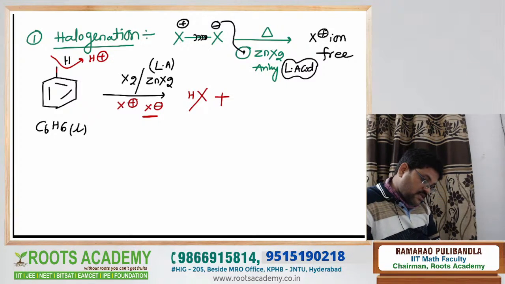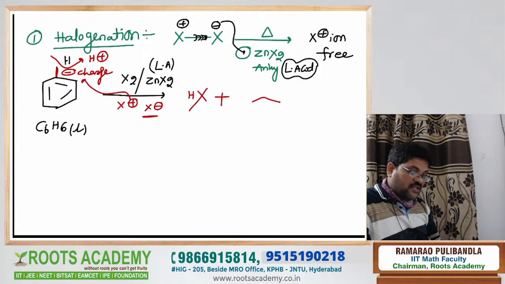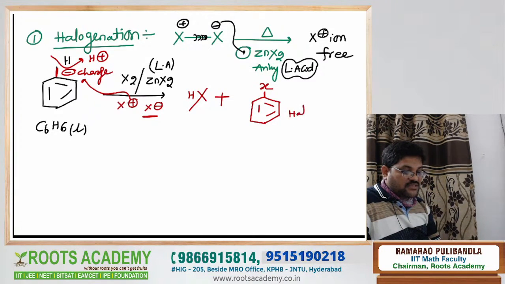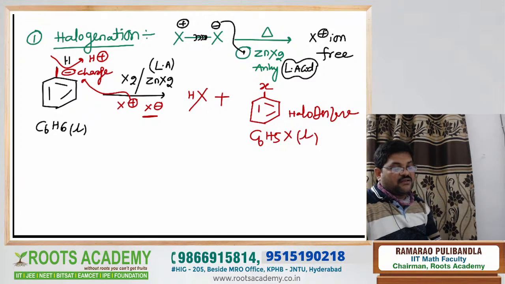Now here the sigma bond is there. The sigma bond means nothing but negative charge. Now the X plus ion attacks the sigma bond with negative charge, and you get halobenzene. This is the answer. So what is halobenzene? C6H5X. This is the formula of the halobenzene liquid.